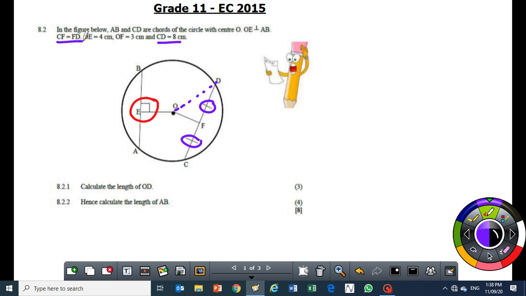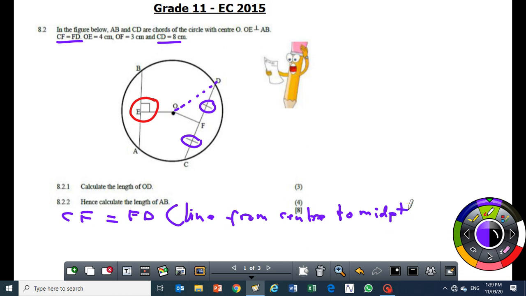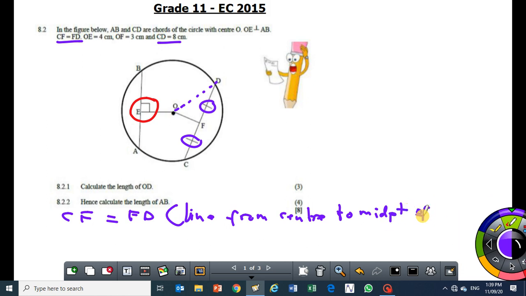You can say it's given, but I don't want to say it's given. Let me write it down here. I'm going to say FC is equal to FD. The reason for this is because of the converse: line from center to midpoint of chord.